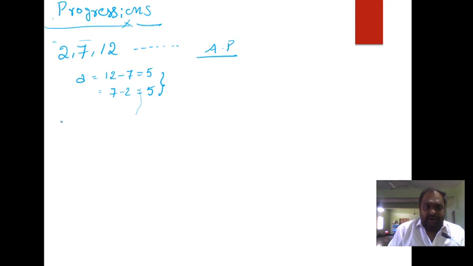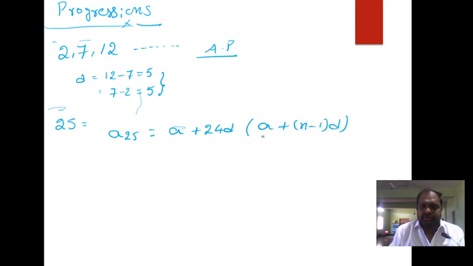If you want to find the fifth term, it is very easy. 12 plus 5 is 17, 17 plus 5 is 22. So the fifth term we can find very easily. Now we have to find the 25th term. How can we find it? Yesterday I explained a plus 24d, using the formula a plus n minus 1 into d. This is the nth term formula.